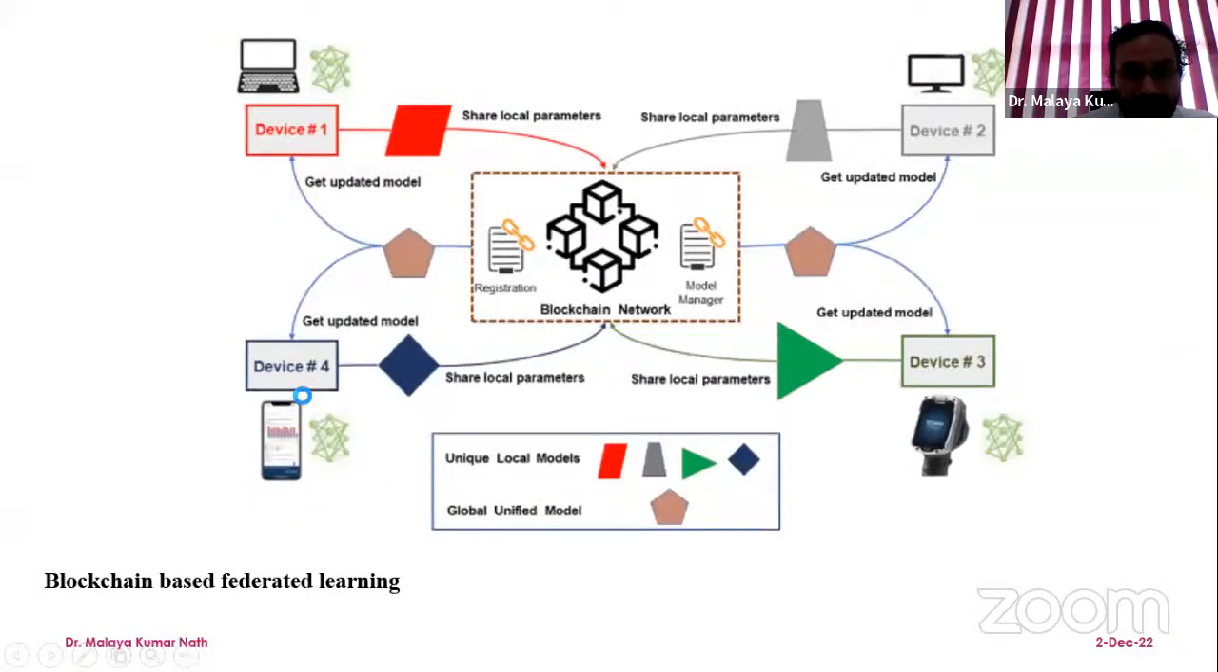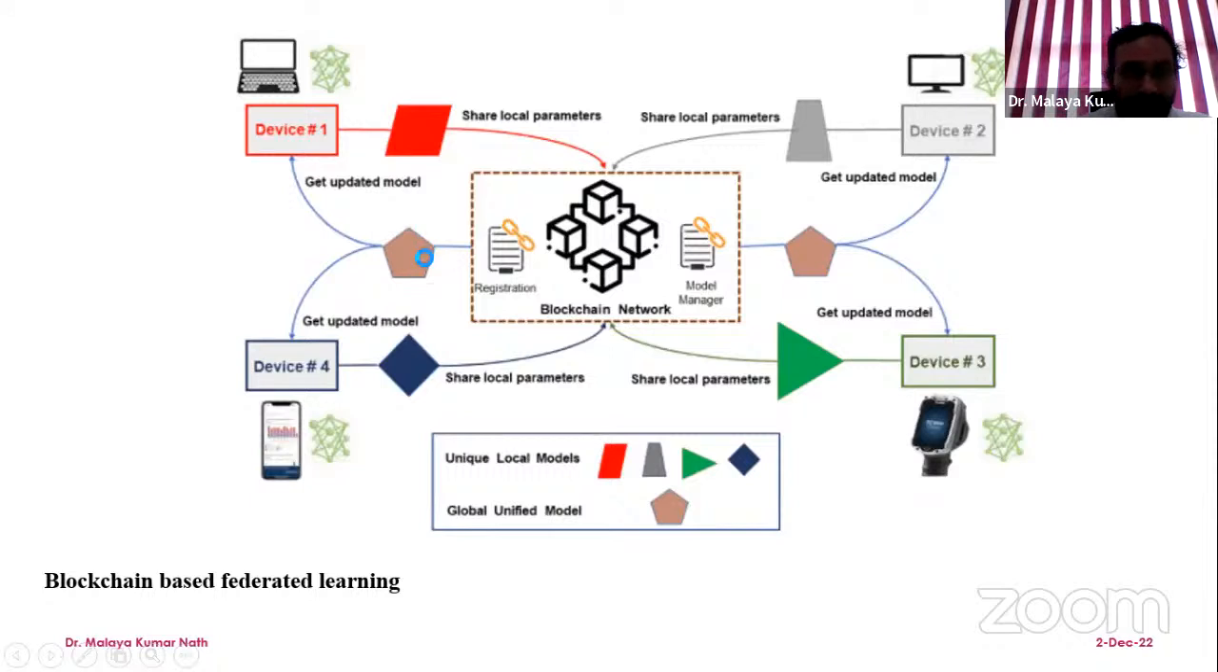So here there are a large number of devices, that is device 1, device 2, device 3 as well as device 4, to collect the data, and they are using different local models. This red color here is a local model, which stores some local parameters. This gray color is also a local model which stores local parameters. This green color, which is associated with device 3, some sensors, is also a local model. This rhombus, I can say this blue color symbol, is also a local model. So this is a global unified model.